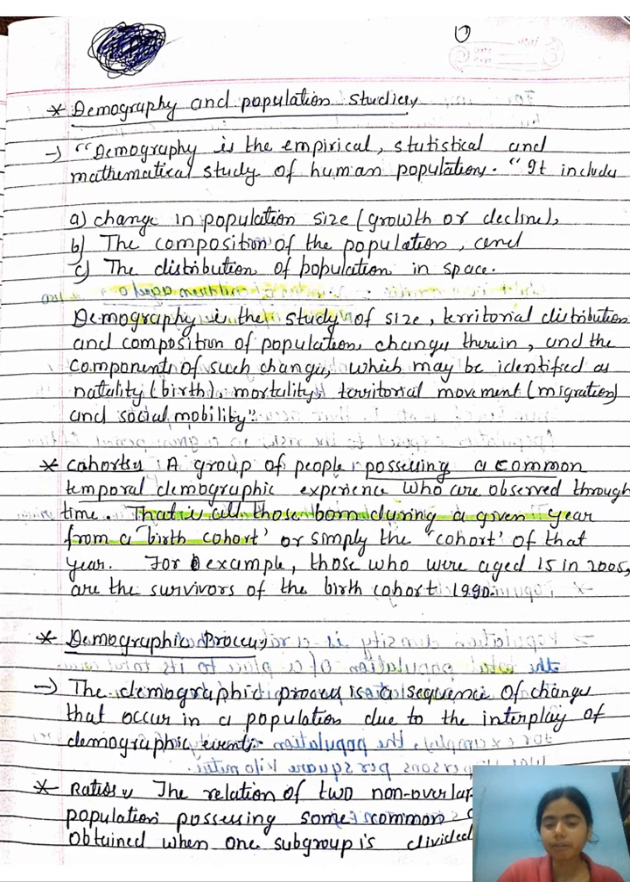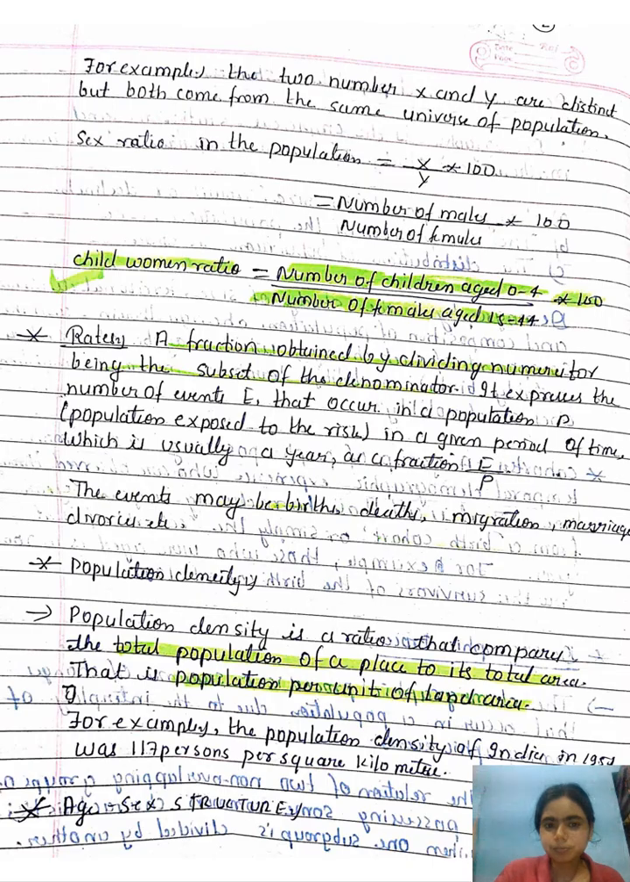Demographic process. The demographic process is a sequence of changes that occur in a population due to the interplay of demographic events. Child woman ratio: number of children 0 to 4 divided by number of female population age 15 to 44, multiplied by 100. Population density is a ratio that compares the total population of a place to its total area, that is the population per unit of land area.